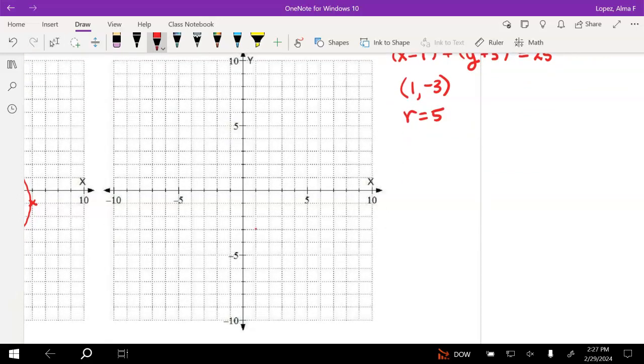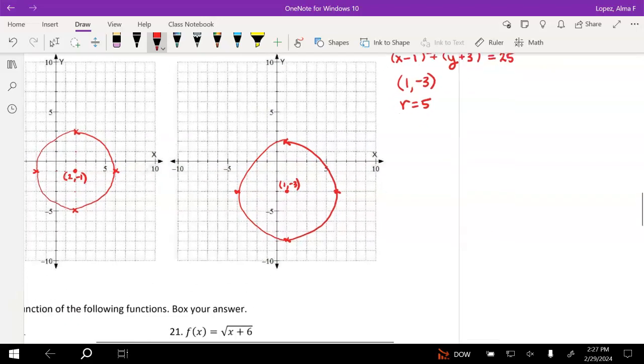So 1, -3. I'm going to mark it, write its name down. Then I will go up 5 units, I will go down 5 units, to the right 5 units, and back to the left. And draw my circle in as nice as I can.